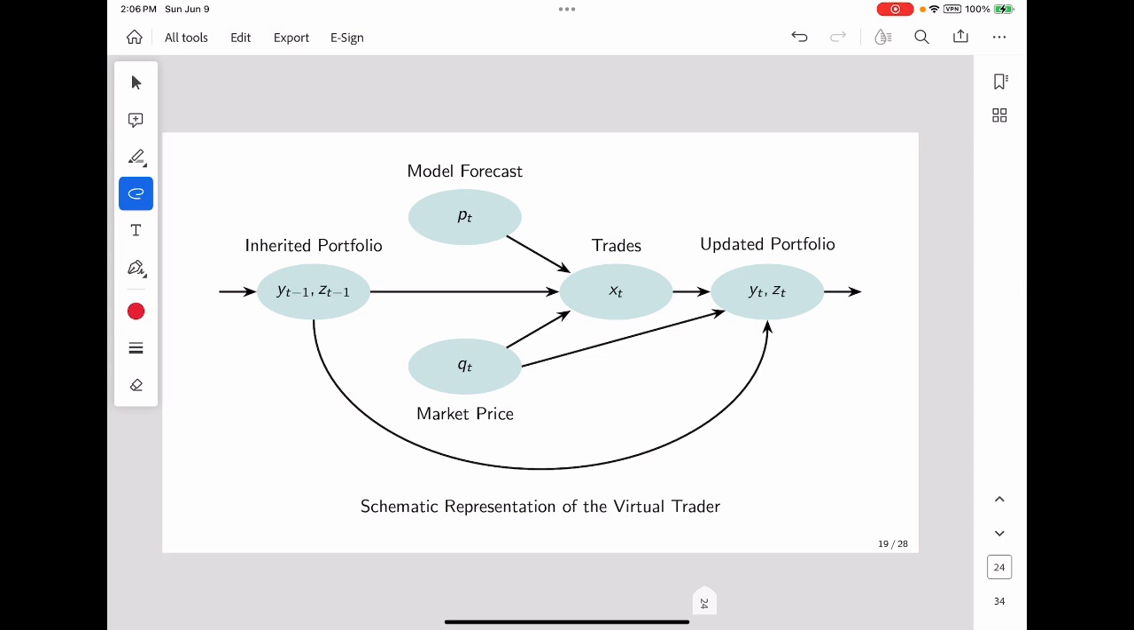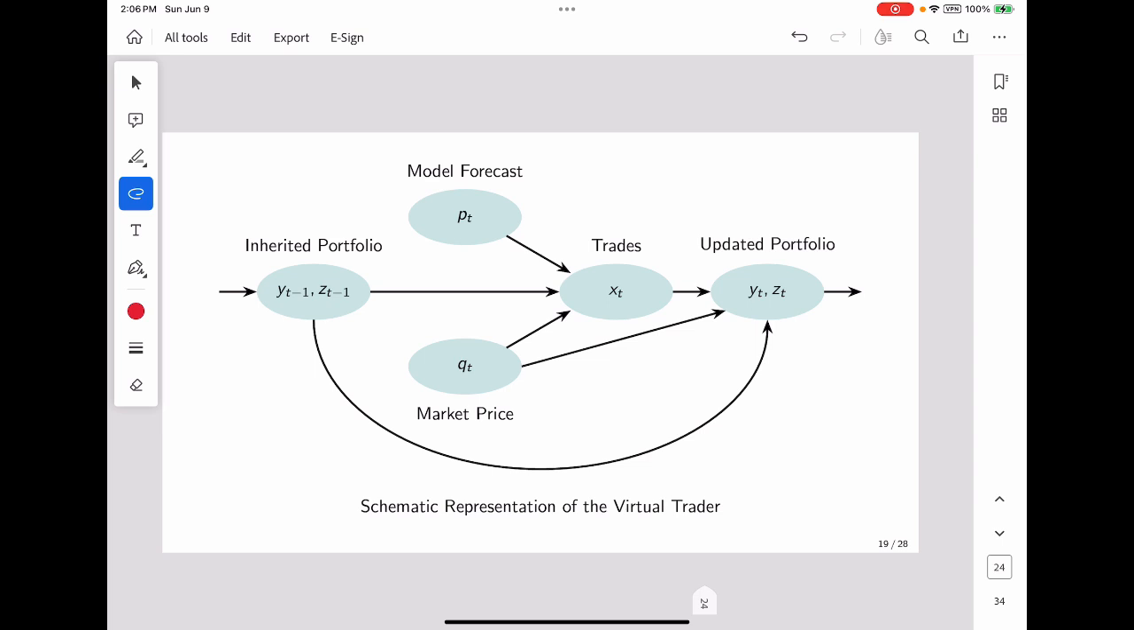Now here's a schematic representation of what the trader is doing, and I'll go through this before describing exactly how the trades are determined. So the inherited portfolio you see there on the left is YT minus 1, ZT minus 1. That's the cash and the contracts that are coming in from the previous period. You observe the model forecast PT and the market price QT, and based on this observation, you decide to trade. And once you've decided to trade, XT is the number of contracts purchased, you have an updated portfolio.